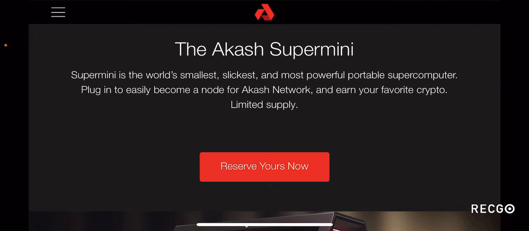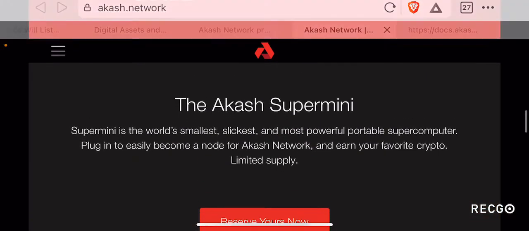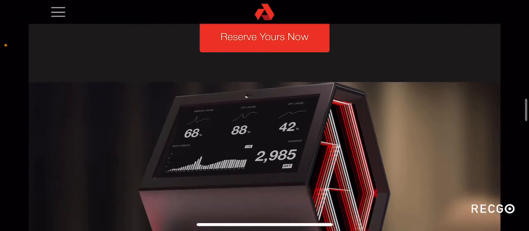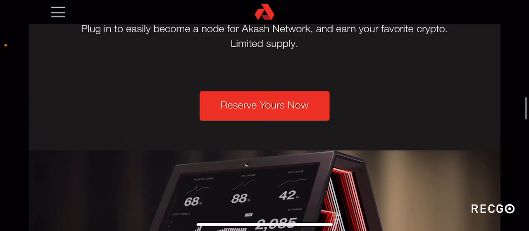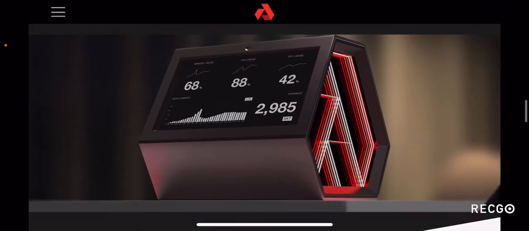You can also, if you want to own one of these super mini computers, reserve your spot now by clicking on the reserve yours now button. These machines are quite pricey, so please bear that in mind. And if you see, it has a digital output device where you can see how many AKT tokens you have earned. You can also see some deployment information, memory usage, CPU usage, as well as GPU usage.